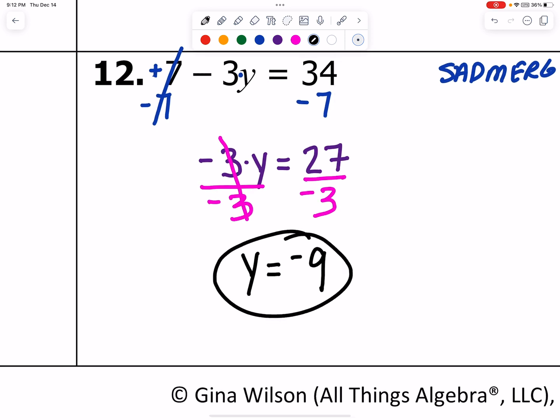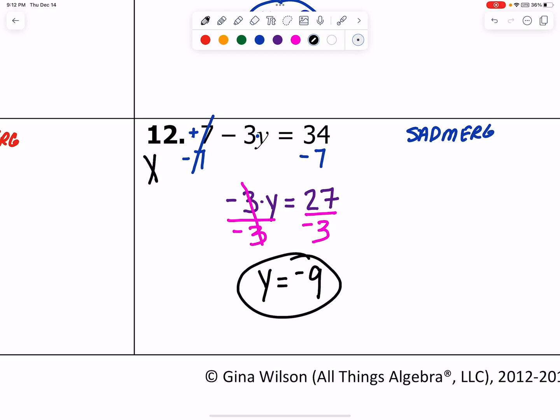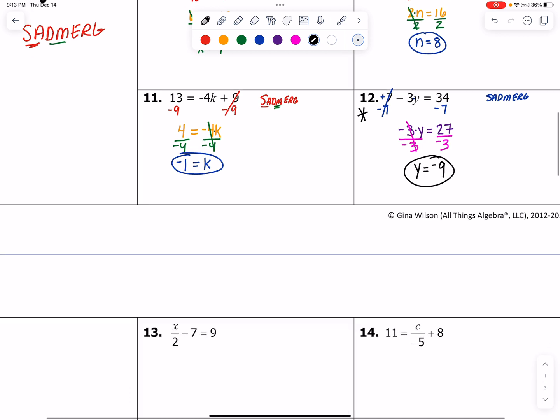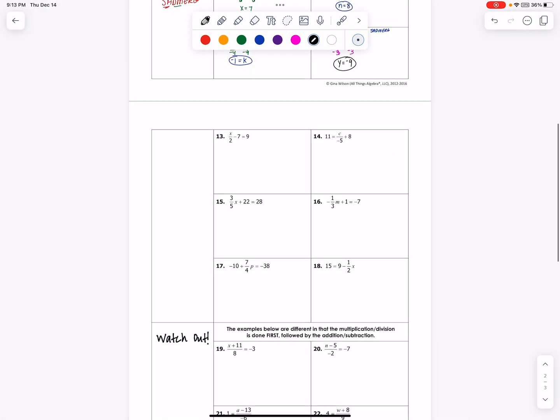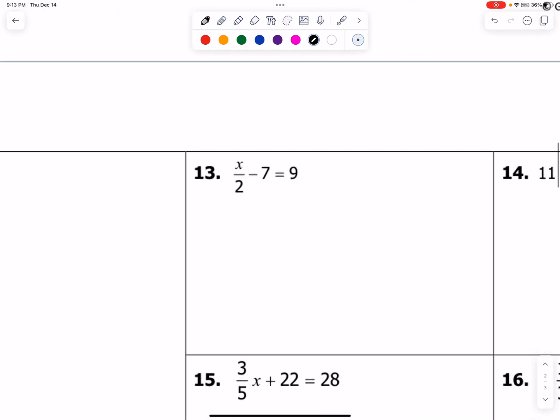Okay, so just be careful. This would be one that maybe you would want to star and go, oh, I see what to do, if I have that scenario. All right, let's go down and take care of these ones here.